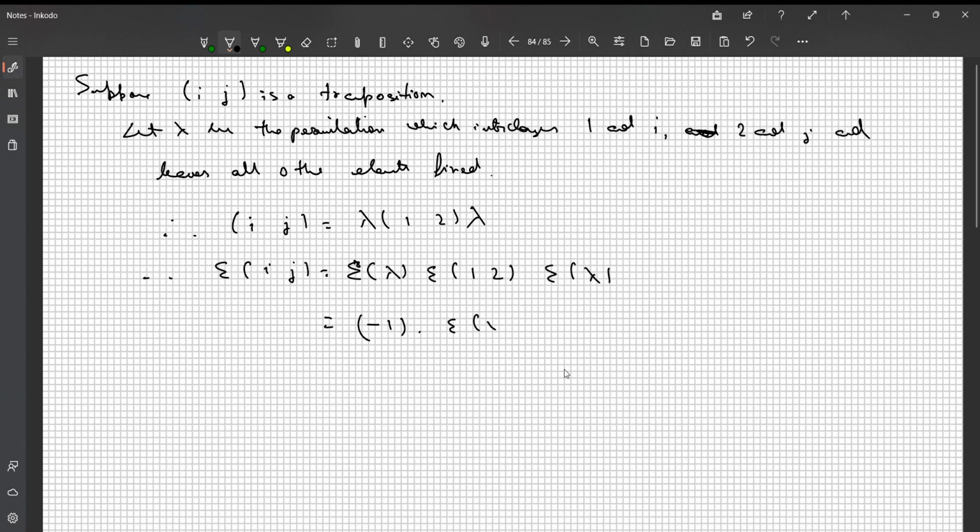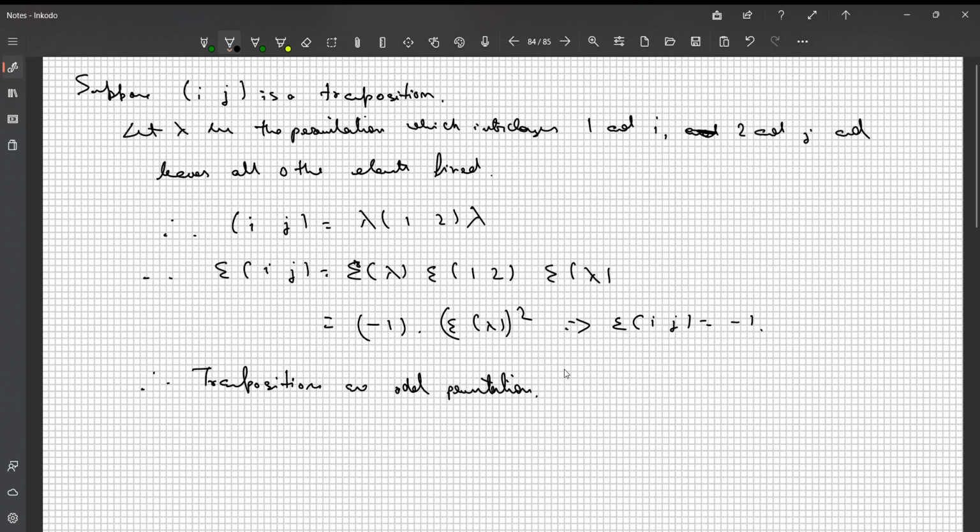Therefore what is epsilon of ij? Since epsilon is a homomorphism, it's epsilon of lambda, epsilon of (1 2), and epsilon of lambda. Now epsilon of (1 2) is minus 1, so it's minus 1 times epsilon of lambda whole square. So epsilon of lambda can be 1 and minus 1 only, so this whole square term is positive obviously, so this implies epsilon of ij is minus 1, right? Therefore the transpositions are odd permutations.